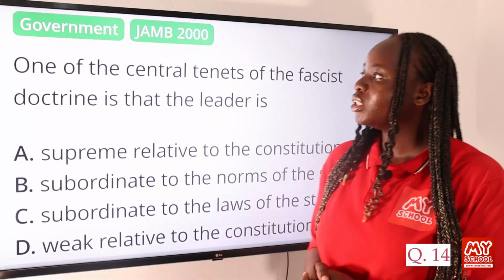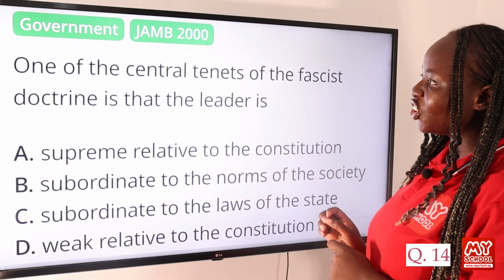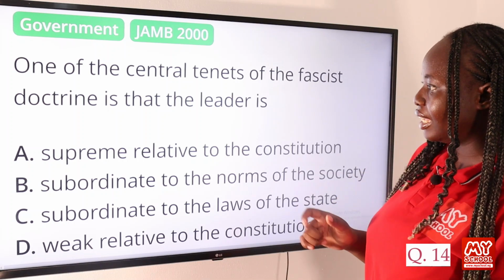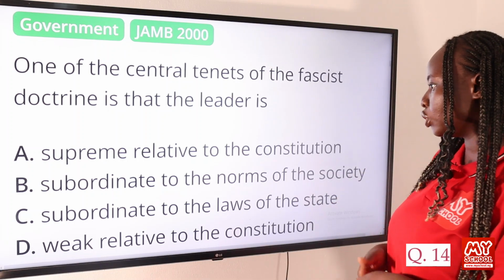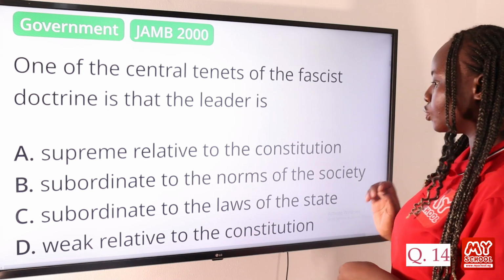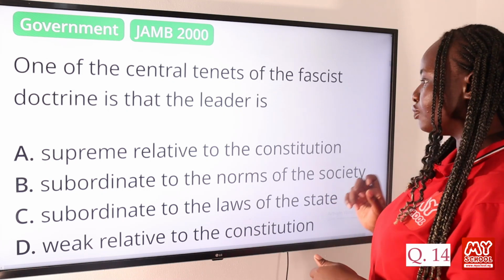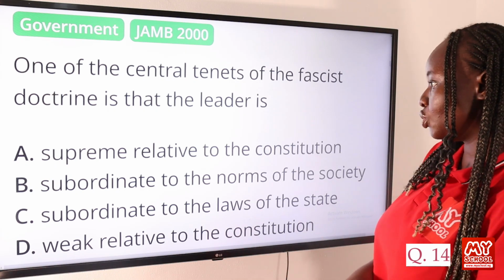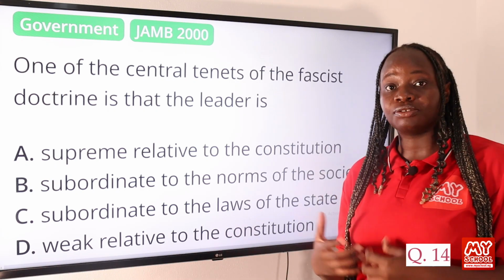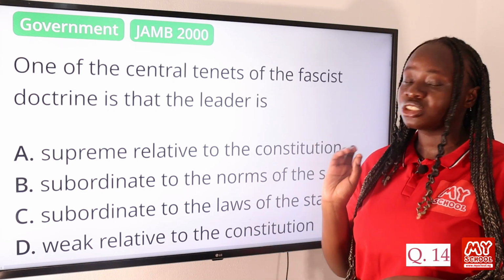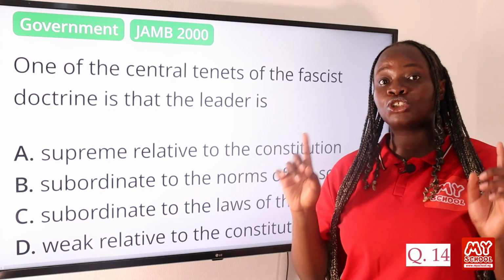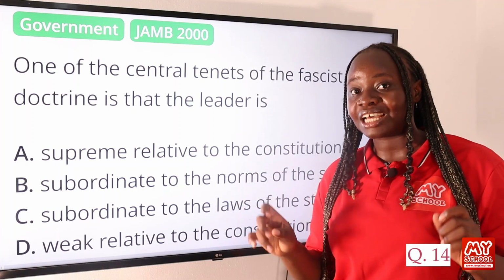Question 14. One of the central tenets of the Fascist doctrine is that the leader is A, supreme relative to the constitution, B, subordinate to the norms of the society, C, subordinate to the laws of the state, and D, weak relative to the constitution. So the answer to this question is option A, supreme, relative to the Constitution. So in a fascist society, the leader is considered supreme. They usually refer to him as the supreme leader of Europe.